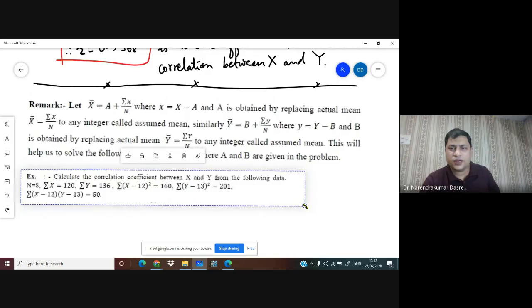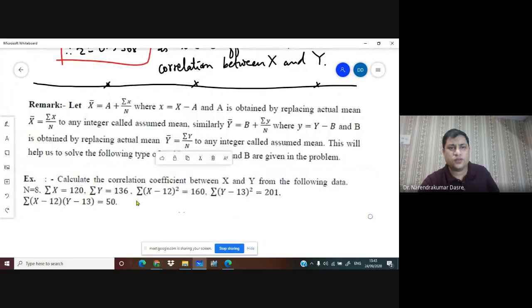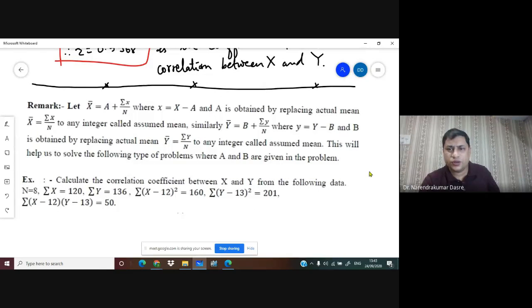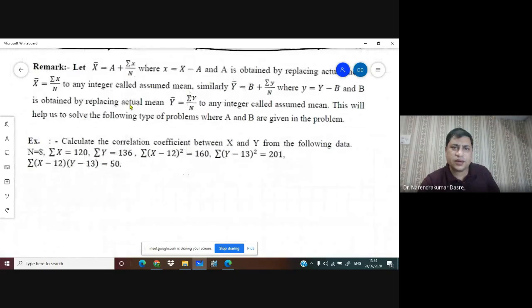So let us see the next example. Yeah, so you can see we have the given data now. This is the remark I am going to use. Calculate the correlation coefficient between x and y from the following data. It is given that n is equal to 8, summation x is equal to 120, summation y is equal to 136, and then we are given with this.